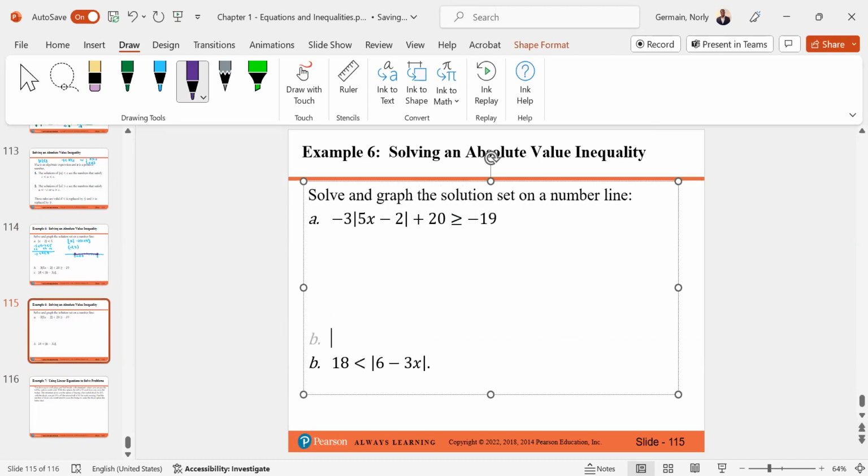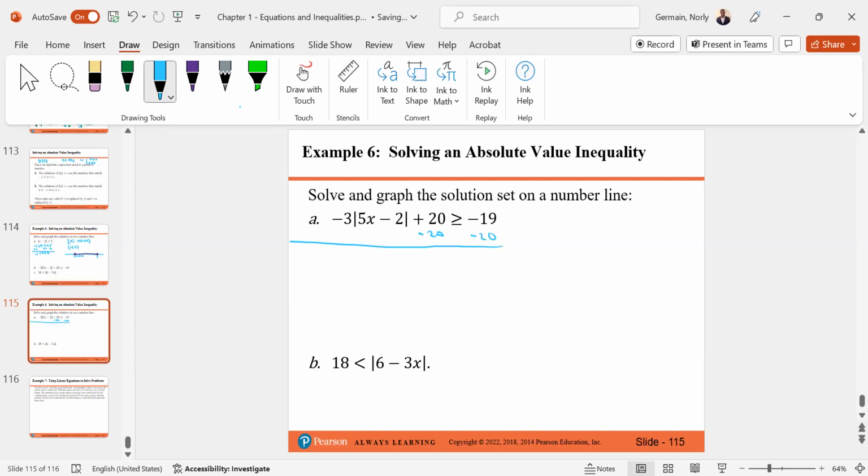For the second example, you need to simplify first. We need to subtract 20 from both sides to isolate and solve. With this one, the first thing to do, we subtract 20 from both sides and simplify, so it gives us negative 3 absolute value of 5x minus 2 greater than or equal to negative 39. I believe it should be negative 39.